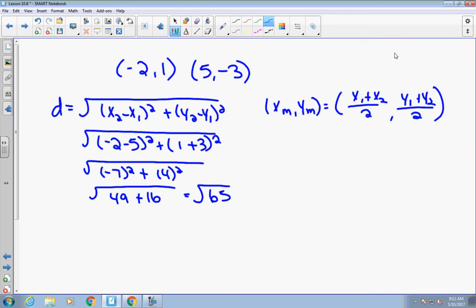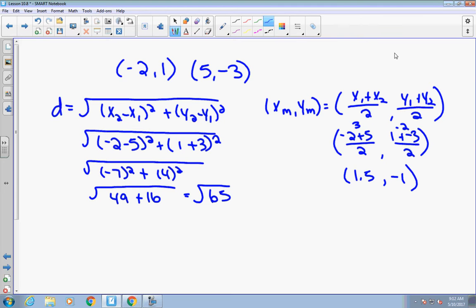So, using that same point, if I add my x's together, -2 plus 5, and divide by 2, and I add my y's together, 1 plus a -3, divided by 2. -2 plus 5 is 3, divided by 2, which is 1.5. And 1 plus a -3 is a -2, divided by 2, which is a -1.